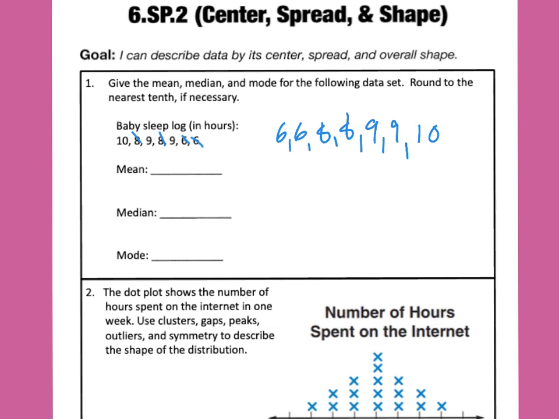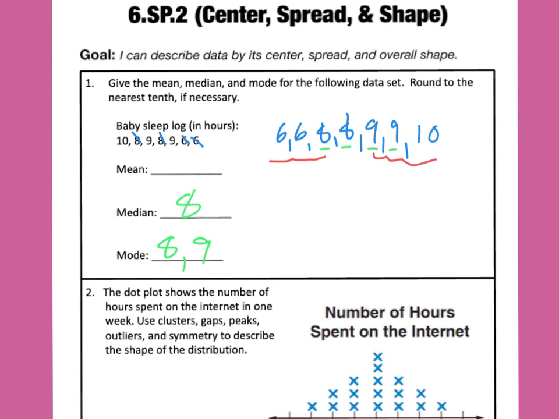Okay, so now that it's in order, I'm going to skip mean right now. I'm going to go to median. Well, what number is in the middle? Well, if you look right here, there's 1, 2, 3 there, 1, 2, 3 there. This is my middle number. Median means middle. So I'm going to put 8 for that number. Okay, let's do mode. What numbers happen the most? Well, if I get rid of my little rectangle here, you can see that we have 2 8s and 2 9s. So there are 2 modes here, 8 and 9.